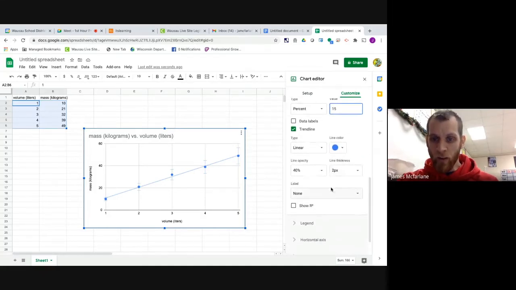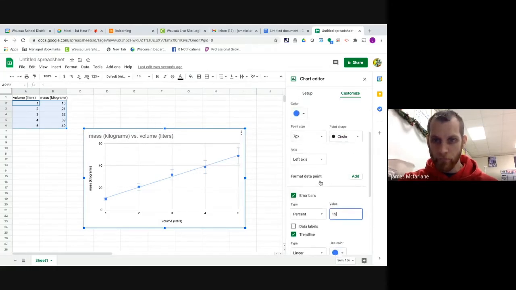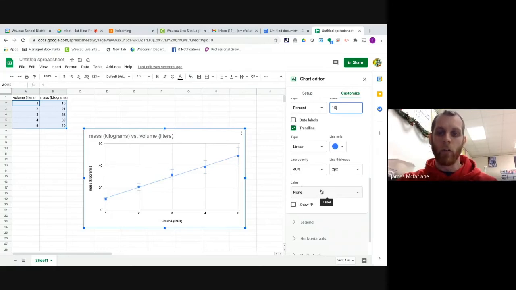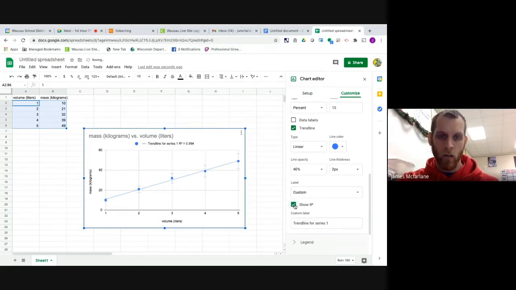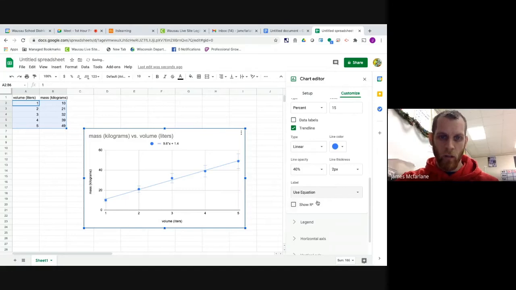But I do need to find out where to put in the y equals equation. I'm going to go to label. No, it's hard to find. It's not. Don't click on this. I don't care about the r squared value. The label. So you click under label, use equation. Use equation. Now it tells me the equation is y equals 9.6x plus 1.4. It gives me an equation for that line.